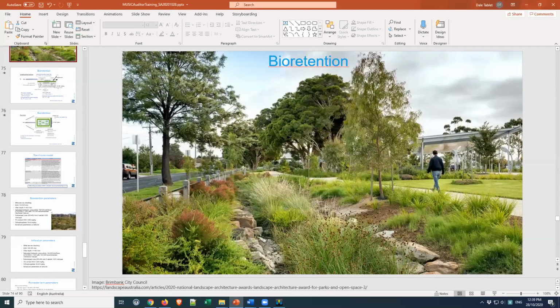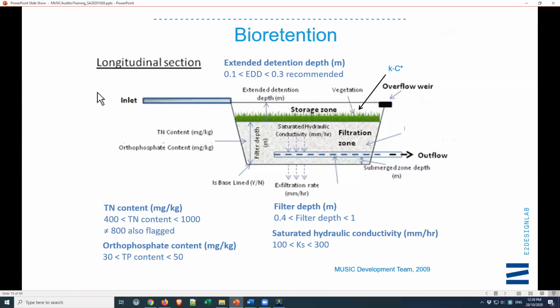So bioretention systems, similar to wetlands, you've got your extended detention depth. Instead of permanent pool, we now have the filter media of our bioretention, or our rain garden as our main system, and then we have plants in that growing up through the root zone, through the filter media, and then also extending through the extended detention zone.